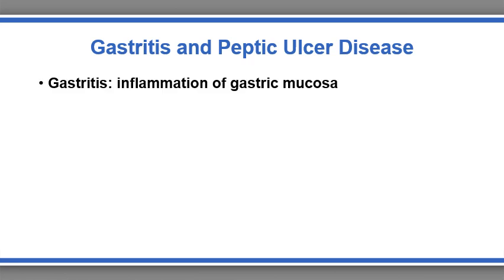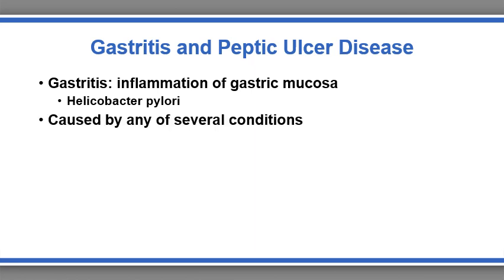Gastritis and peptic ulcer disease. Gastritis is an inflammation of the gastric mucosa. Peptic ulcer disease is when you actually develop ulceration in the gastrointestinal tract. For both of these, one of the common causes is Helicobacter pylori, a type of bacteria. One of the ways this can be treated is through antibiotics to treat the bacterial infection. Both gastritis and peptic ulcer disease have various causes.